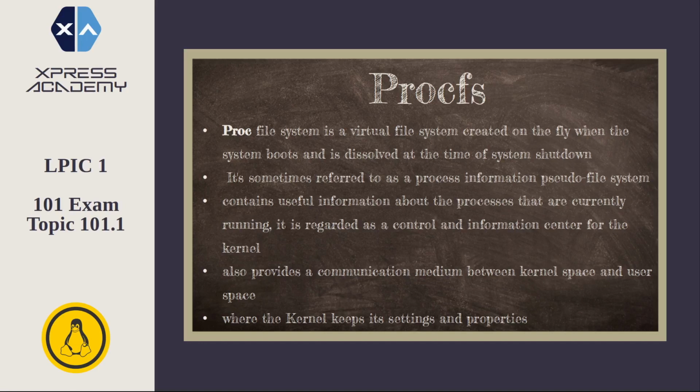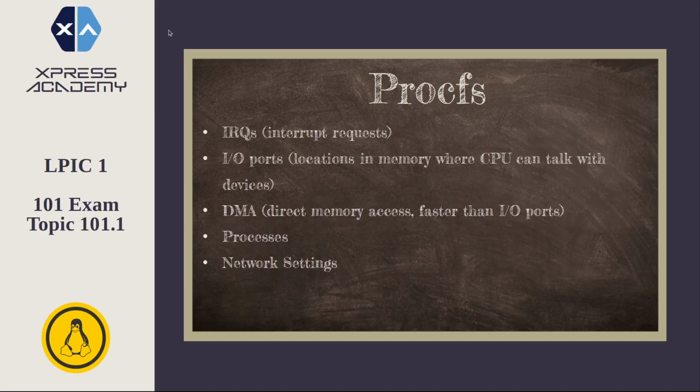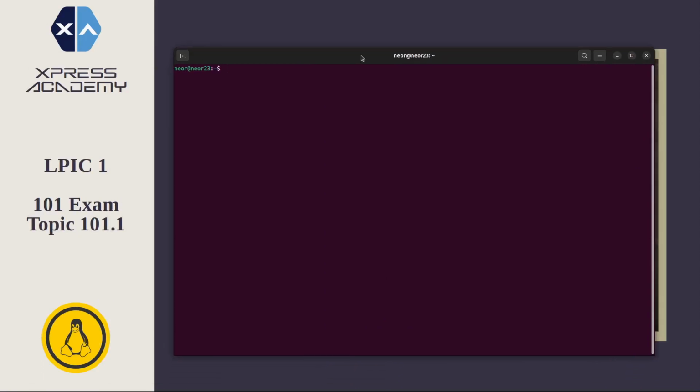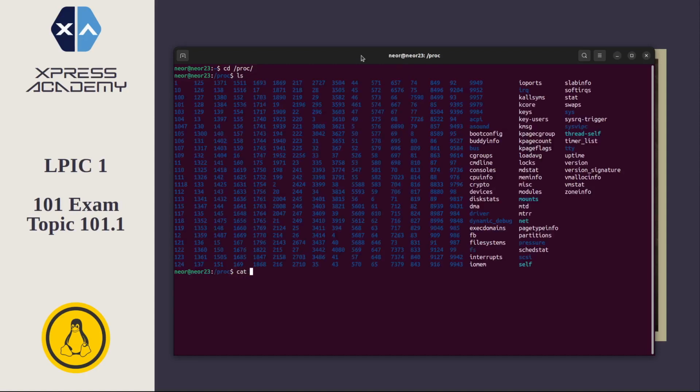This directory is created on RAM, and files might have write access. You can find things like IRQs or interrupt requests, I/O ports, the location in memory where the CPU can talk with devices, DMA or direct memory access, processes, network settings, and so on. If you want to list the procfs file system, just type in ls /proc. The numbers you see in your list are process IDs.